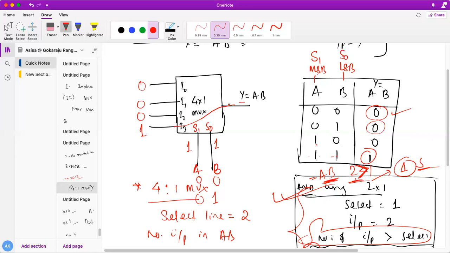All of you understand. If number of select lines is equal to the number of inputs, connect all the inputs to the select lines, and just write down the truth table outputs here, nothing else, students. Very simple. Do you all understand what you have to do? If you are requiring a 4x1 mux to design a 2 input function, what you need to do, connect both the inputs to the select lines, then write only the truth table to the inputs, nothing else.